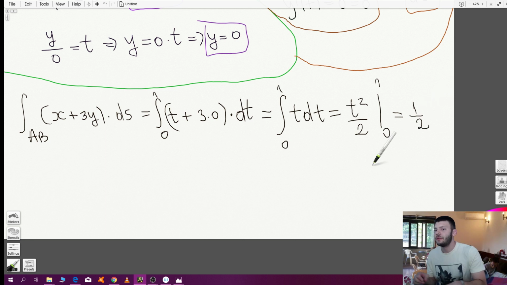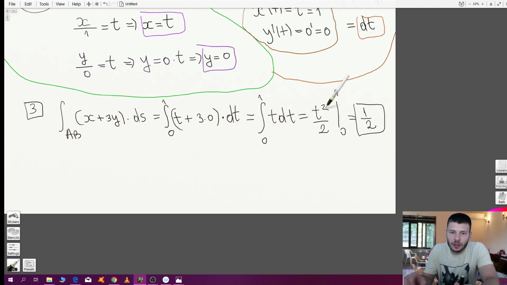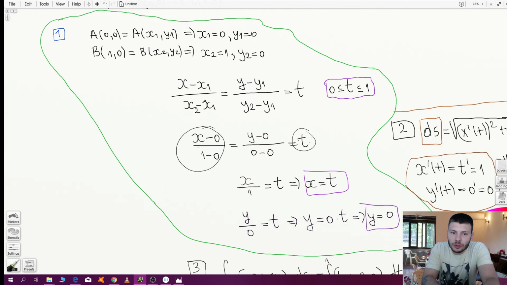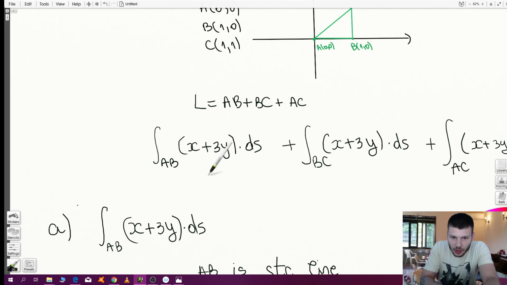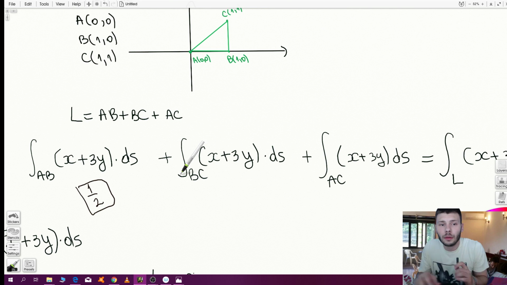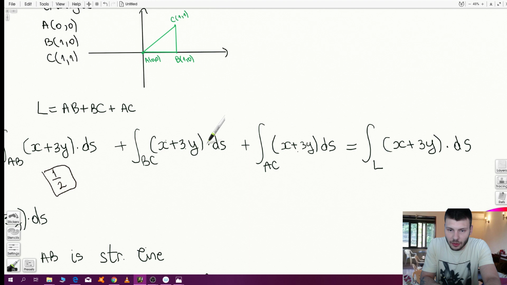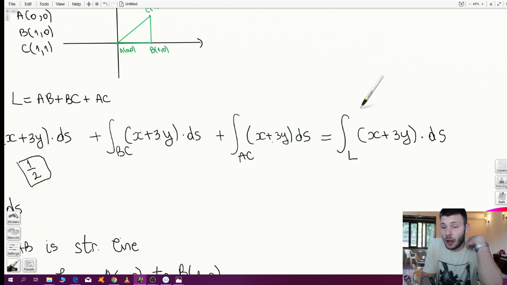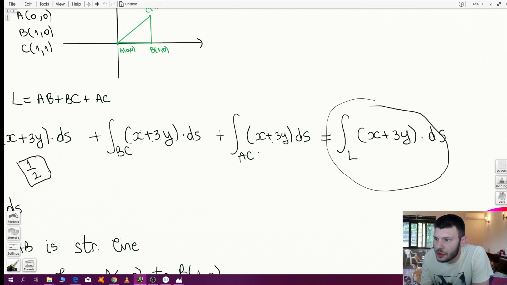This was our first integral, and it is equal to 1/2, so I will get back here: this integral is equal to 1/2. Okay, and in the next video I will calculate these two integrals, and our solution will be the sum of these three integrals. Okay, see ya in the next video. Bye bye.